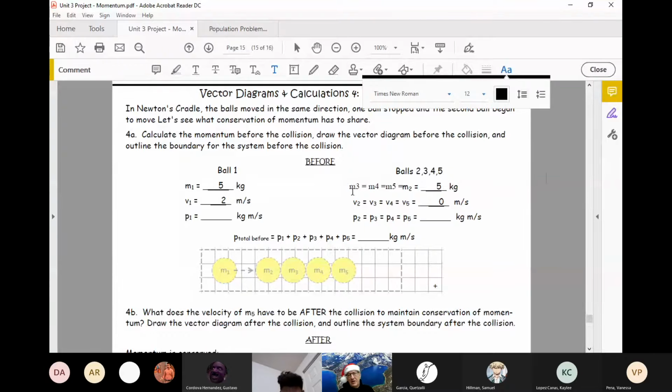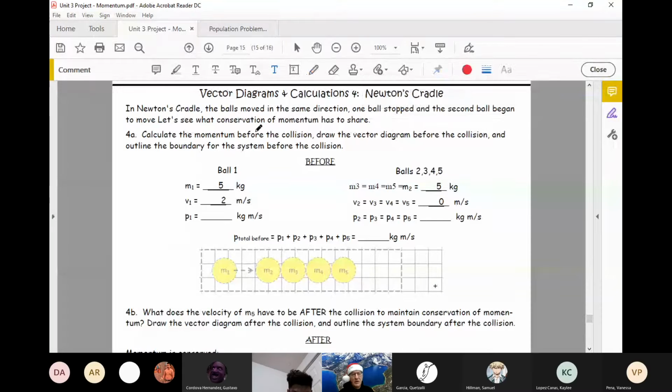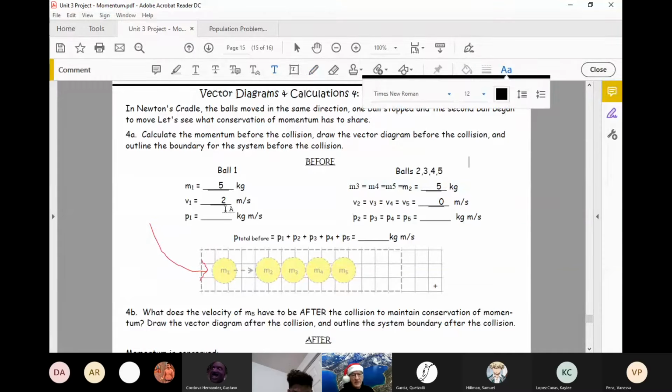So keep that in mind. All these 4 balls that weren't moving, and this one too, also had a mass of 5 kilograms. But we had to separate ball 1 because it was moving before the collision, right? We dropped this one, it swung down there, entered the system at a speed of 2 meters per second, right? Then it collided with these balls. Now these balls before the collision had a velocity of 0 meters per second.